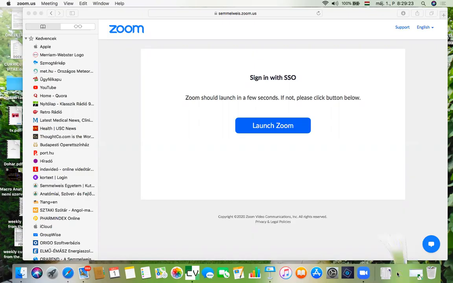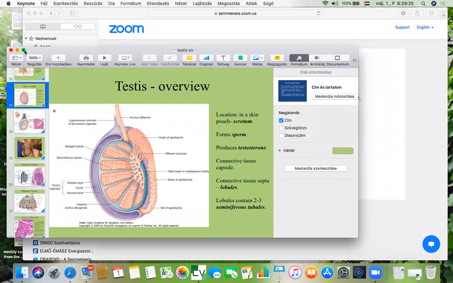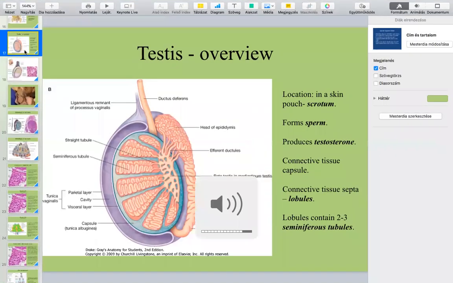Today we are going to cover the male genitalia. First, let's start with the testes. The two testes are located in the scrotum, which is a skin pouch outside the abdominal cavity. Because of the lower temperature, that's the best for spermiogenesis.